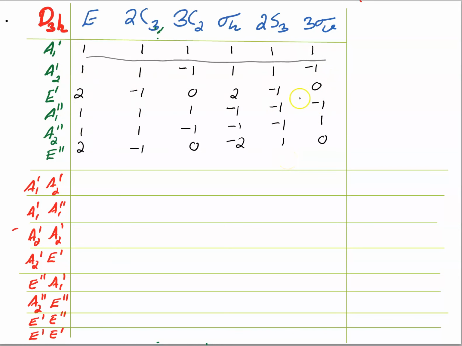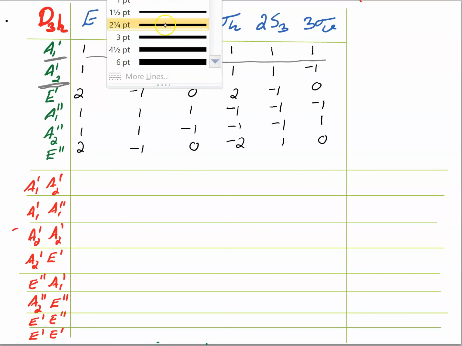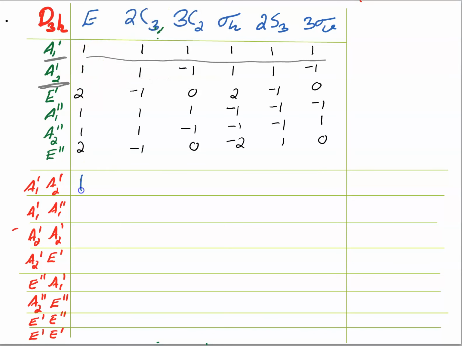We are not giving the complete matrices in the character table; we are giving only the characters. So we are multiplying A1 dash with A2 dash. The characters of the direct product matrix are simply obtained by multiplying the characters. That is 1 into 1, that is 1 here. Here also 1 into 1.